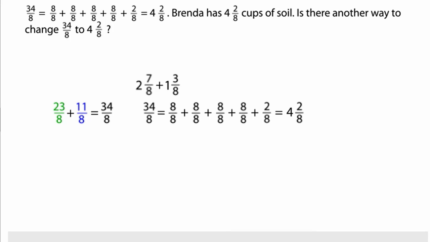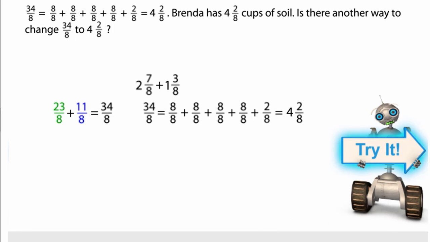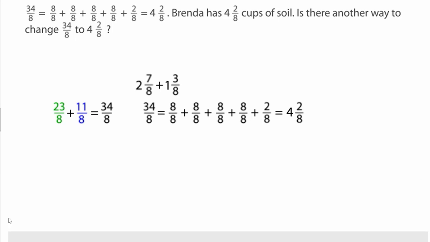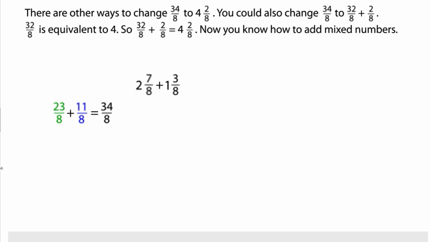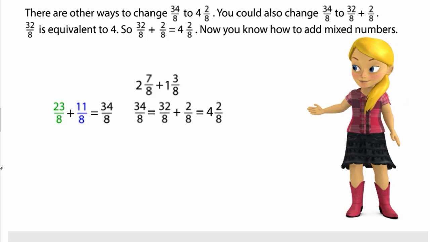Is there another way to change 34/8 to 4 and 2/8? Okay, of course we have many ways. We have another way. Let's see it. There are other ways to change 34/8 to 4 and 2/8. You could also change 34/8 to 32/8 plus 2/8. 32/8 is equivalent to 4. So 32/8 plus 2/8 equals 4 and 2/8. Now you know how to add mixed numbers.